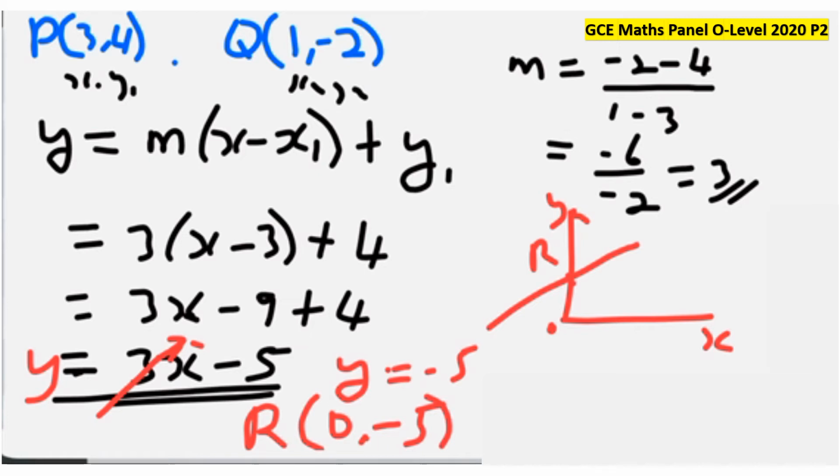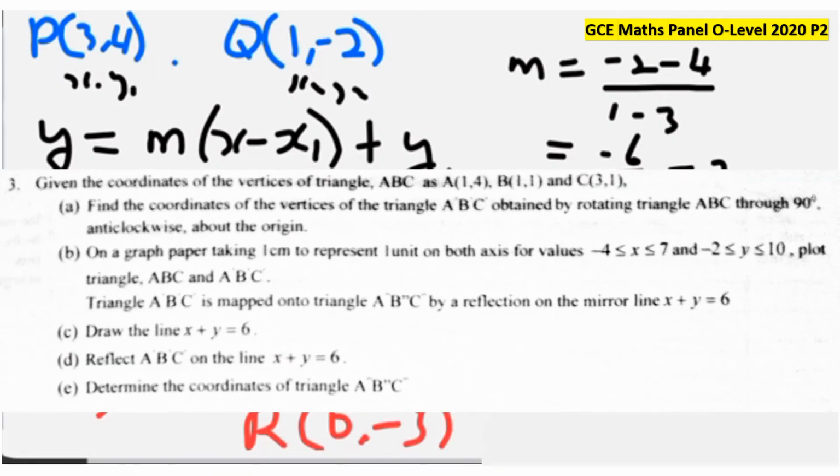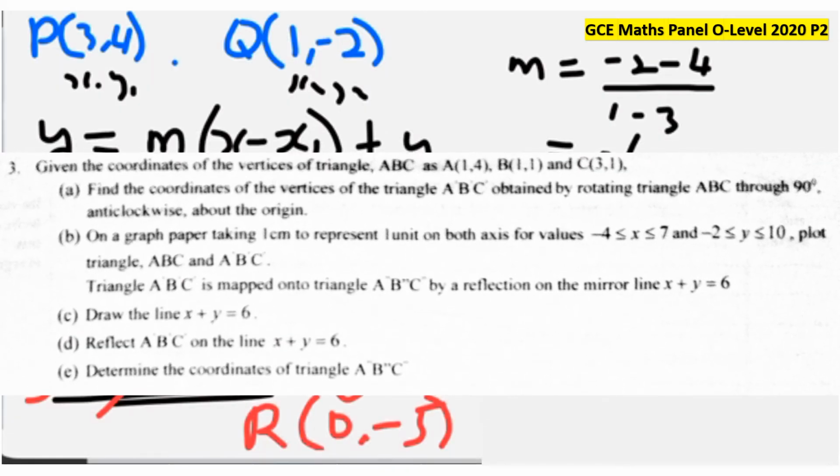Let's move on to question 3. Question 3: given the coordinates of the vertices of triangle ABC, A(1,4), B(1,1), C(3,1), find the coordinates of the vertices of the triangle A', B', C', obtained by rotating triangle ABC through 90 degrees anti-clockwise about the origin.